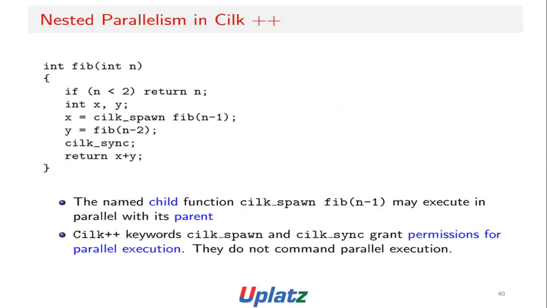Nested parallelism in Cilk++: int fib(int n) { if (n < 2) return n; int x, y; x = cilk_spawn fib(n-1); y = fib(n-2); cilk_sync; return x + y; } The named child function cilk_spawn fib(n-1) may execute in parallel with its parent. The Cilk++ keywords cilk_spawn and cilk_sync grant permission for parallel execution. They do not command parallel execution.